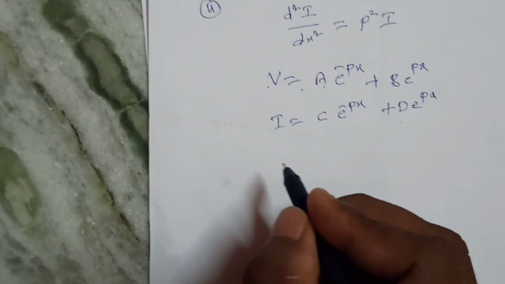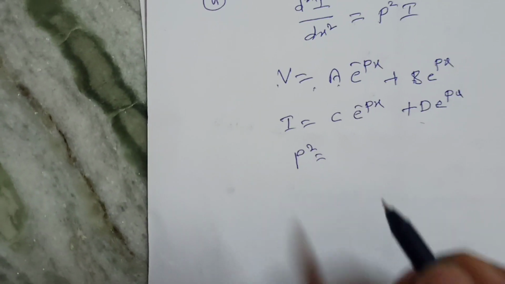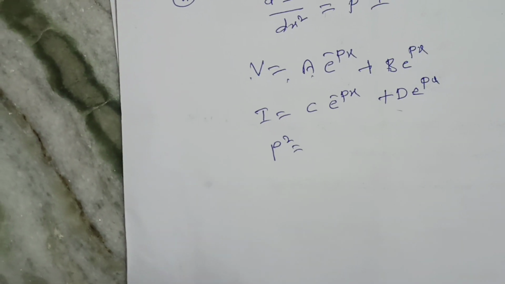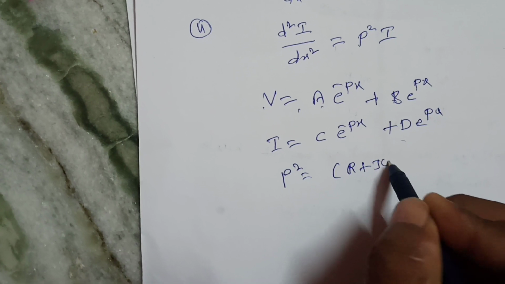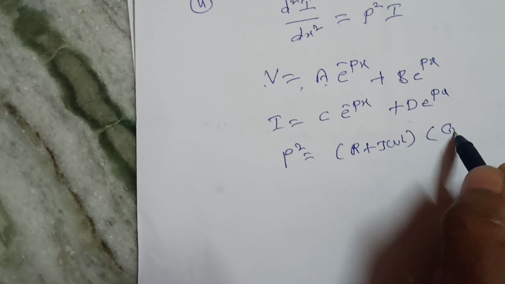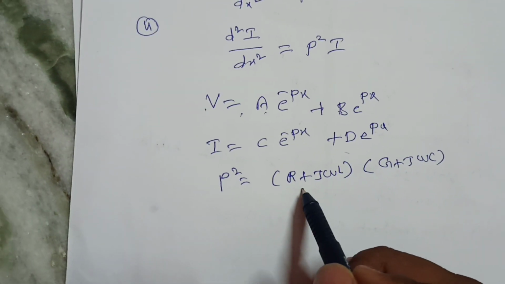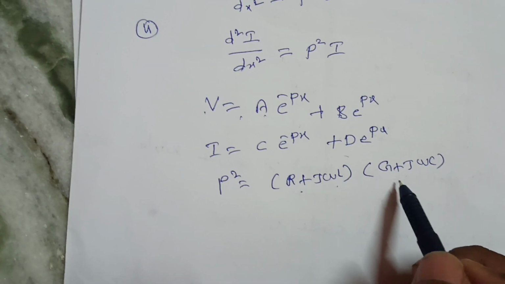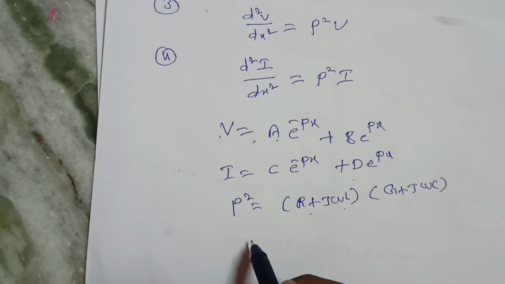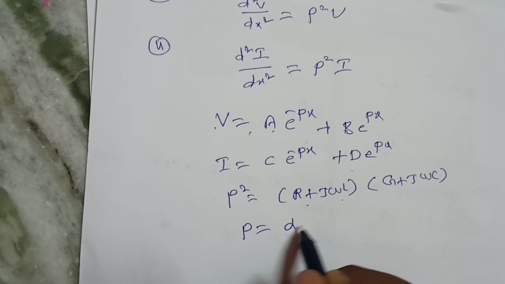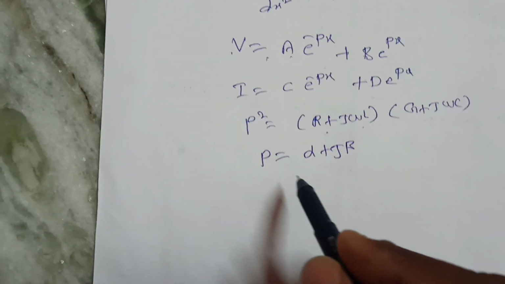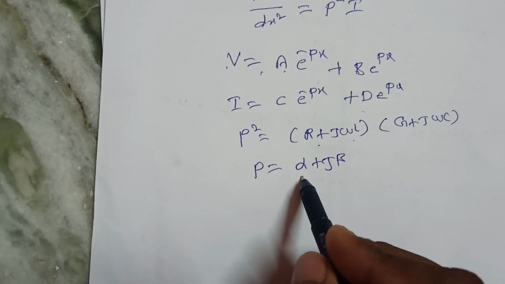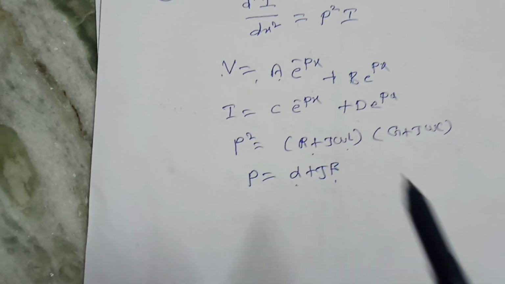Coming to the point of p square, here p is the propagation constant. P square is written as r plus j omega l into g plus j omega c. So let p is equal to alpha plus j beta. Alpha is the attenuation constant, beta is the phase shift.